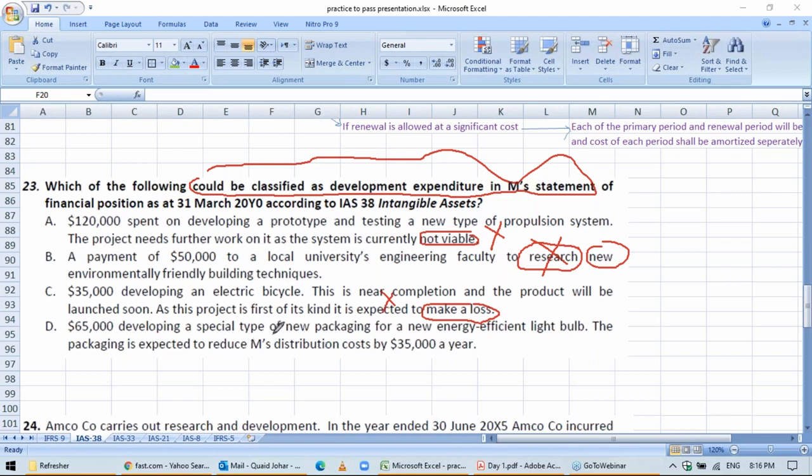Over here they say that the packaging is expected to reduce M's distribution cost by 35,000. So every year this development will save 35,000. So it is producing savings for the company. So this one can be capitalized.